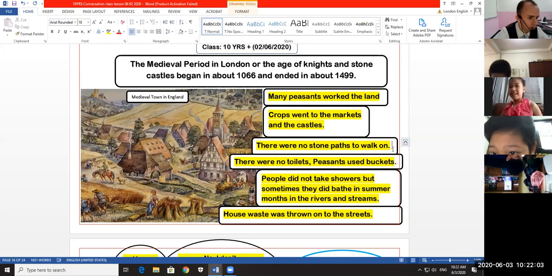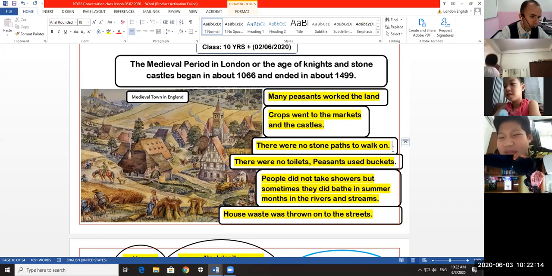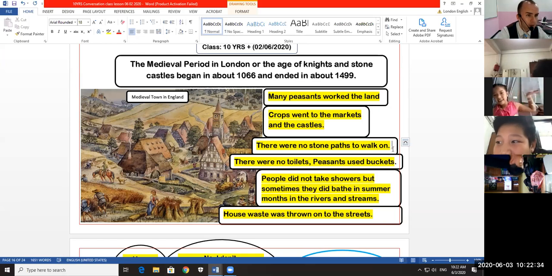What did peasants walk on at the time? What do you call the ground with no path? I don't know. D-I-R-T. Dirt. Yeah, it was dirt. So dirty ground. They walked on dirt, okay? When it rained, the paths became mud, full of mud, so they walked in wet mud, okay.